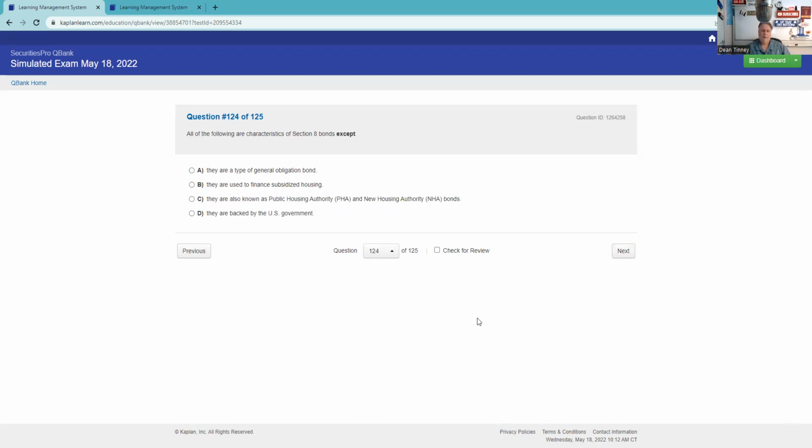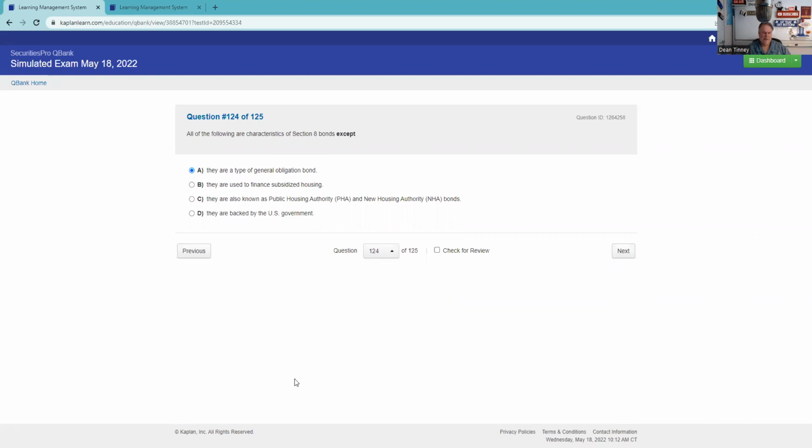All the following are characteristics of Section 8. Section 8 is low-income housing. And you should definitely know low-income housing has some tax advantages. Yes, you should definitely know. I would have done this by process of elimination. You should definitely know they're used to finance subsidized housing. You should definitely know they're also known as public housing authority or new housing authority bonds. And they have the full faith and credit of the United States government. That's very testable. That and Ginnie Maes, remember, definitely know that. So by process of elimination, I would have gone for A.